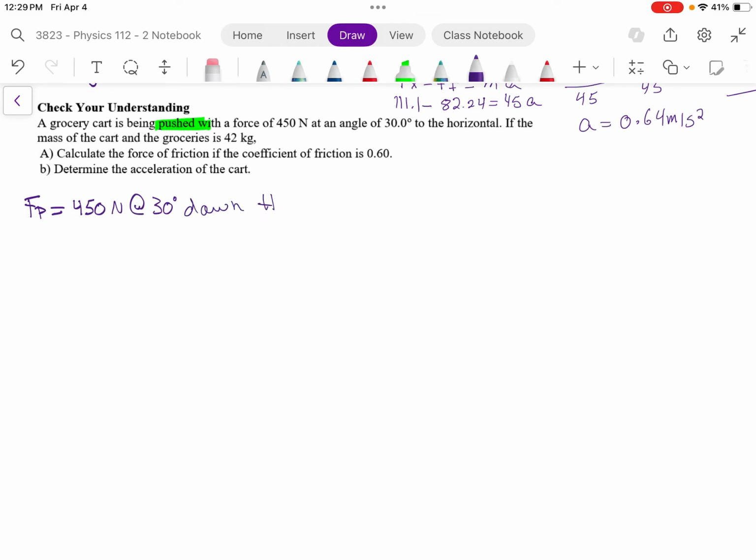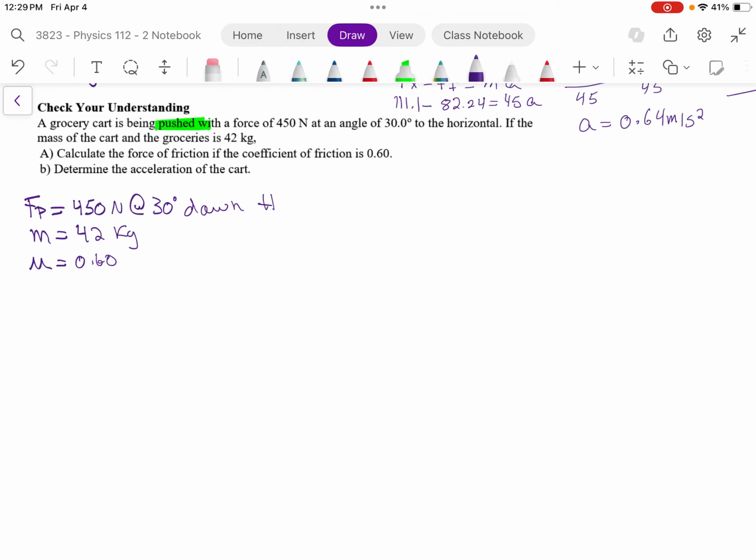from the horizontal. And we know the mass of the shopping cart is 42 kilograms, and we have a coefficient of friction of 0.60. They're asking us to find the force of friction and to find the acceleration.